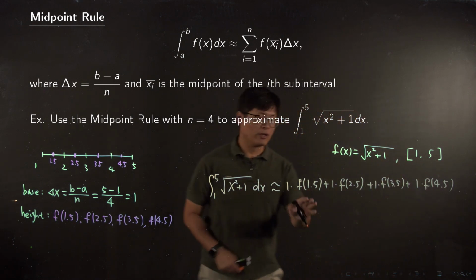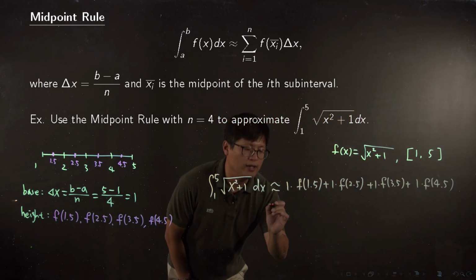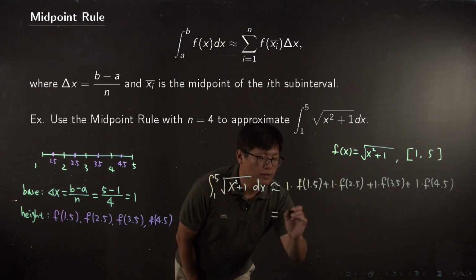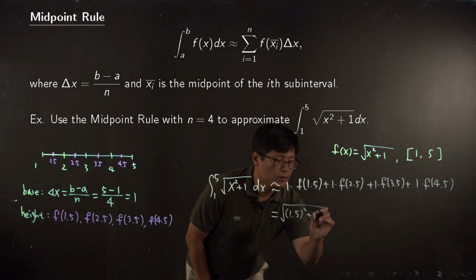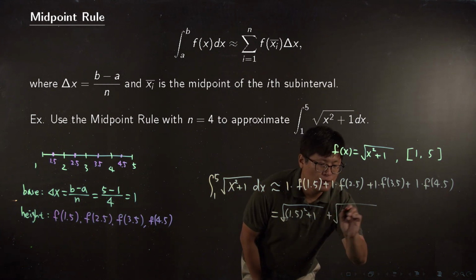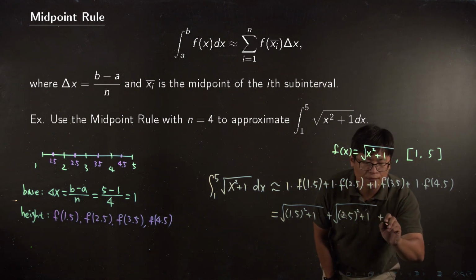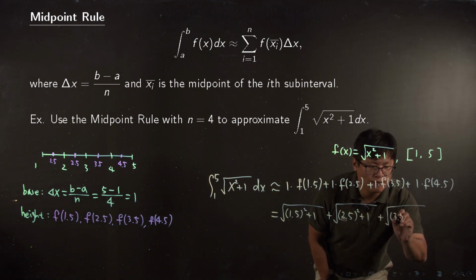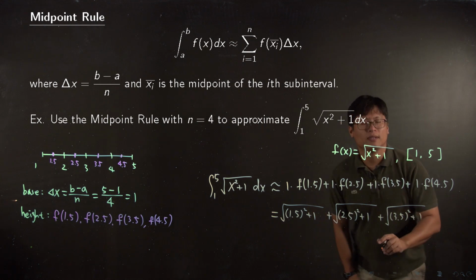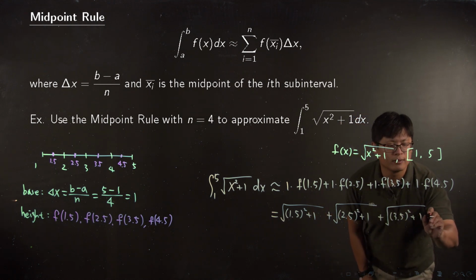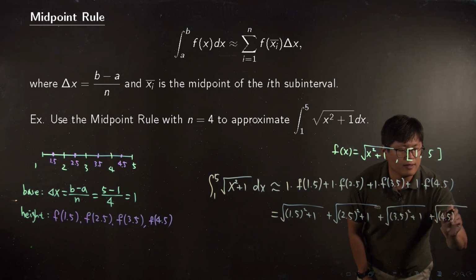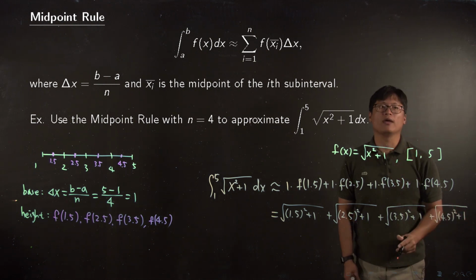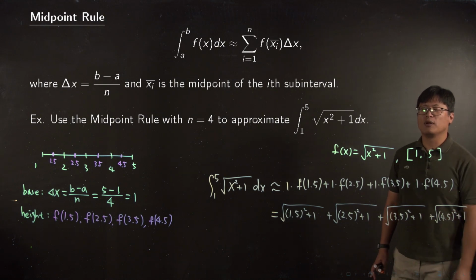Then we're going to plug these values into the function. That is equal to 1 times the square root of 1.5 squared plus 1, plus the square root of 2.5 squared plus 1, plus the square root of 3.5 squared plus 1, and the last one, the square root of 4.5 squared plus 1. You can finish this problem by calculating.